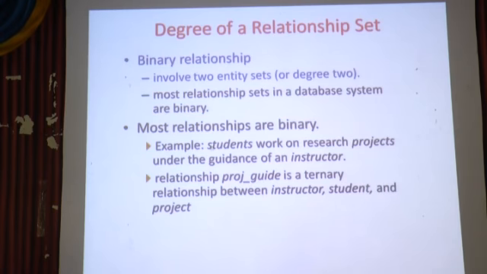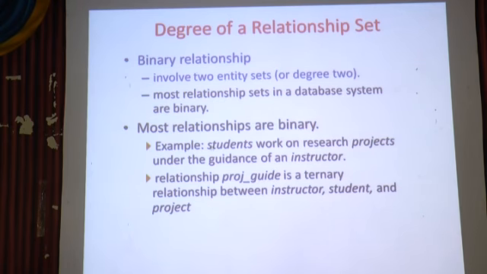The next one is degree of a relationship set. Binary relationship involves two entity sets, which we can say is degree 2. If two entity sets are involved in a relationship, then it is a binary relationship. Suppose three entity sets are involved, that is called a ternary relationship. But in most of our examples, most relationships are binary. For example, students work on research projects under the guidance of an instructor. So this is an example of binary.